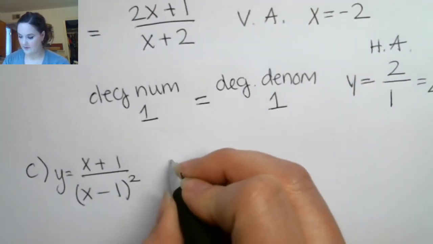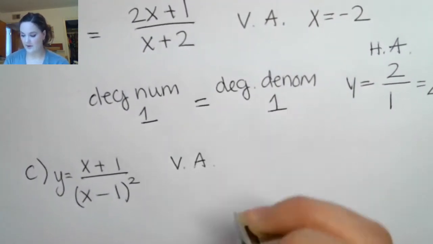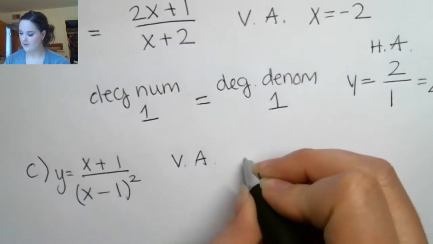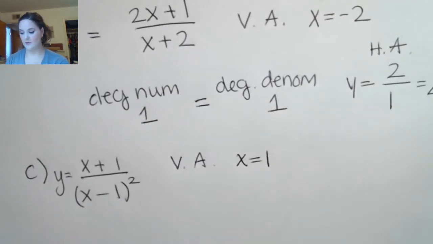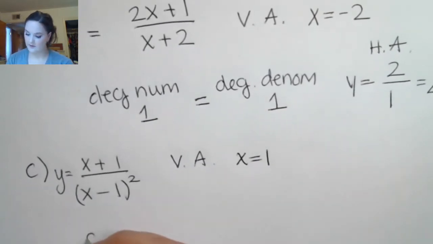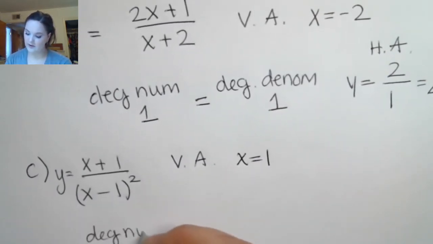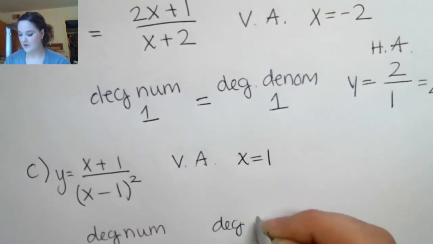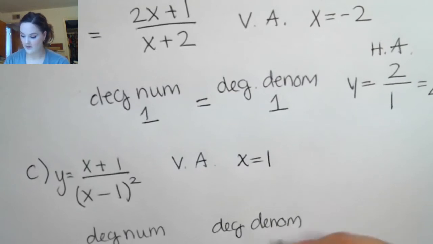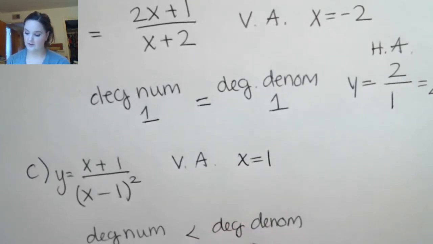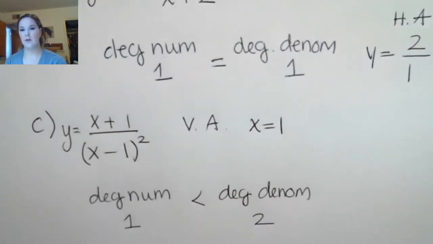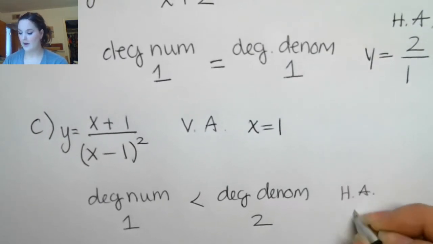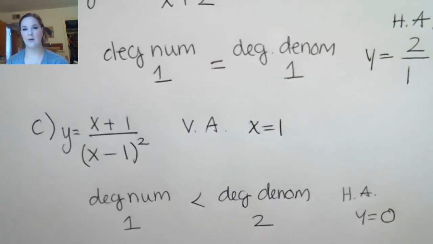All right. So the vertical asymptote is going to be the roots of this denominator. There's still only one root, still only x equals 1. And then we're going to look at the degrees. The degree of the numerator is 1. The degree of the denominator is 2. So this is much larger. That means there is a horizontal asymptote at y equals 0.